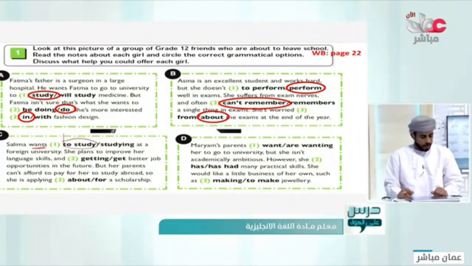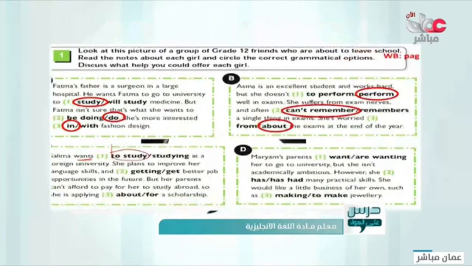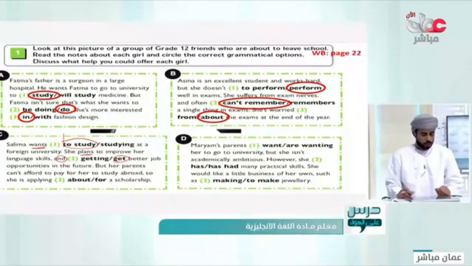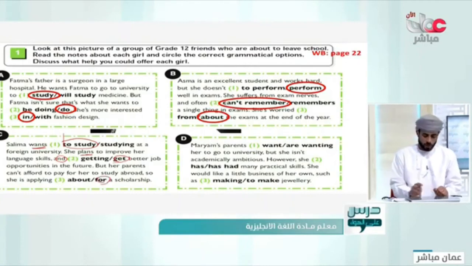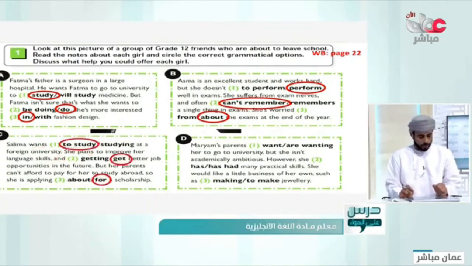Good. At a foreign university, she plans to improve her language skills and get better job opportunities. And in here, she plans, again, then and, two verbs. The other one means get new, better job opportunities in the future. But her parents couldn't afford to pay for her to study abroad. So she is applying, to apply about a scholarship or to apply for a scholarship. Yeah, it is to apply for a scholarship. Good. Let's move to D.